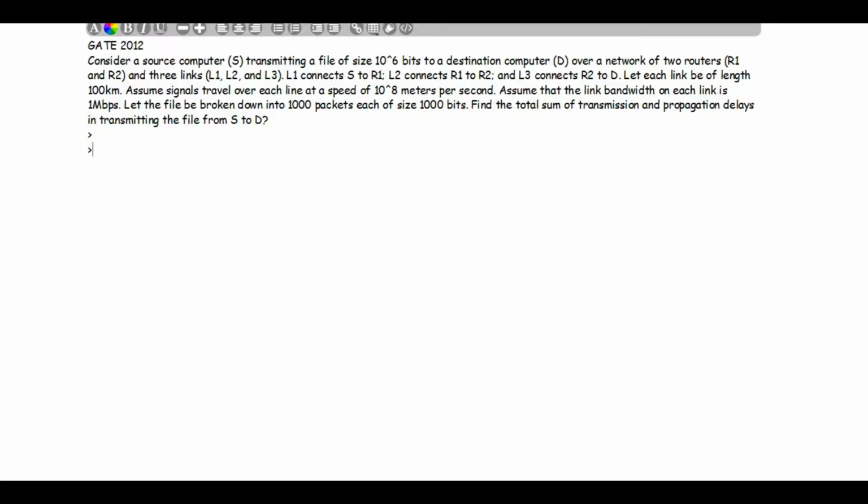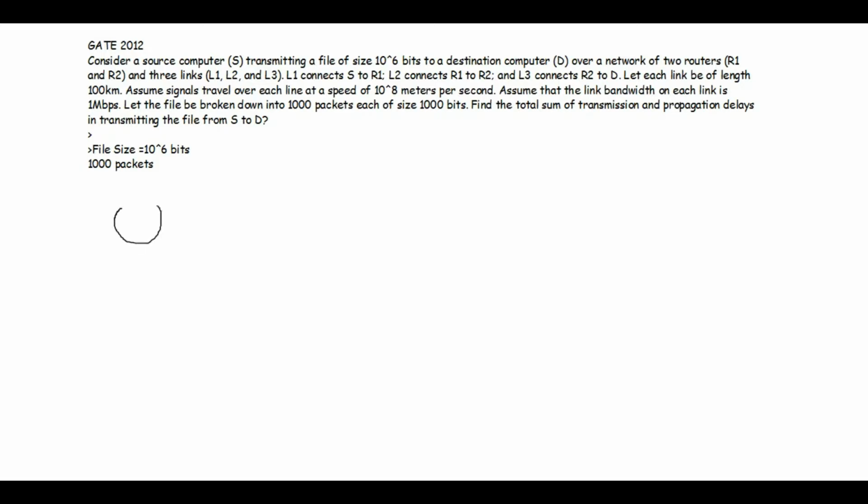So let's note down what is given in the question first. The file size is given, which is 10 to the power 6 bits, and that file is divided into 1000 packets. The packet size is 1000 bits, which means each packet is of size 1000 bits, and the complete file of 10 to the power 6 bits is divided into 1000 packets. Okay, so that much information we have.